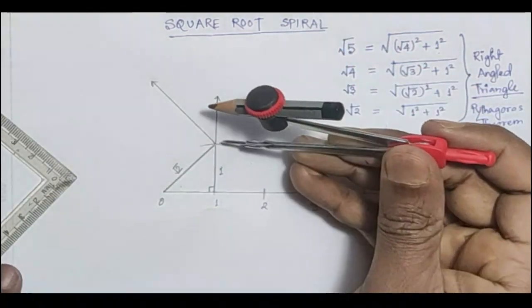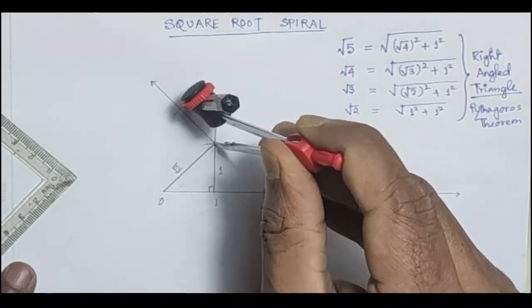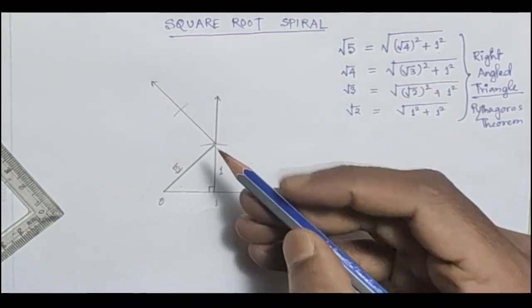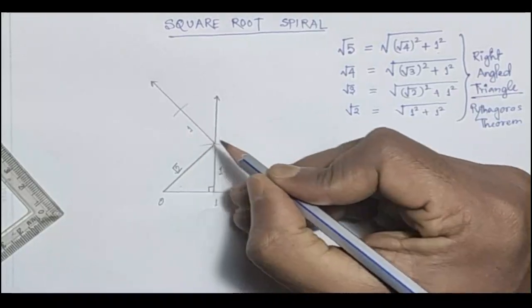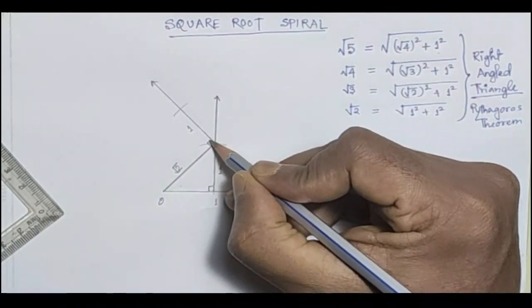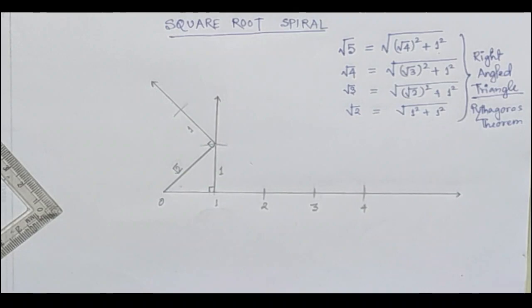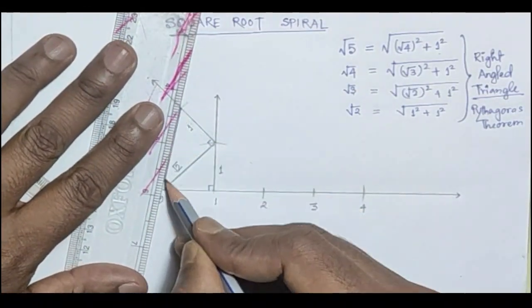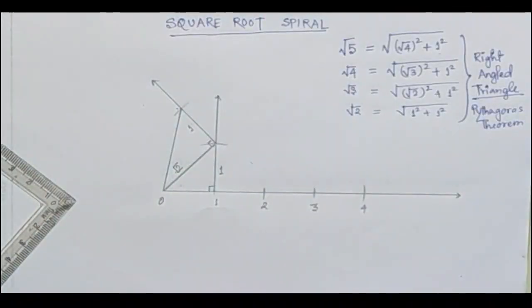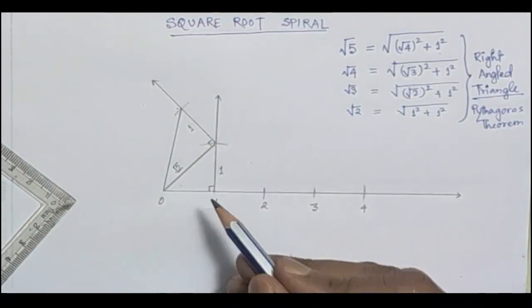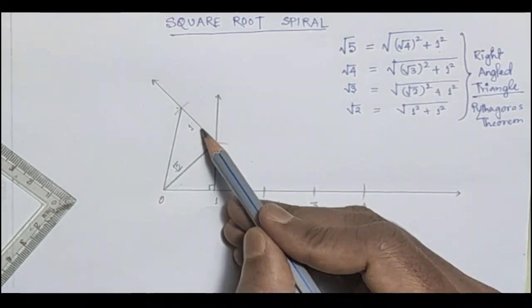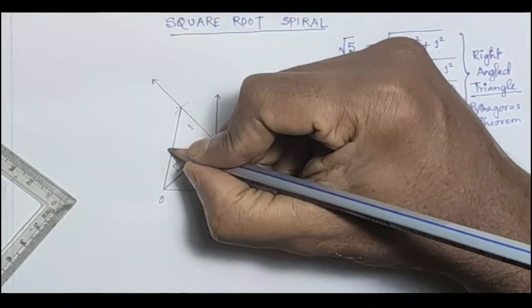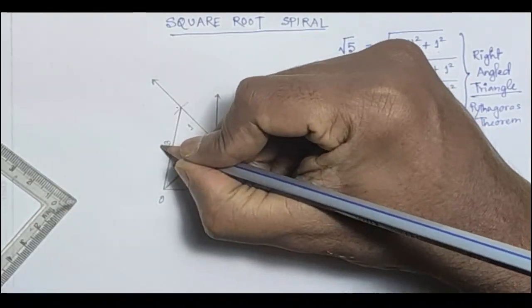Back to the scale, draw the perpendicular. So this is root 2 and this is 1. So this is a right angle triangle. When we join these 2 points, this right angle triangle has a base root 2 and a perpendicular 1. So the hypotenuse shall be root 3. So this is our root 3.